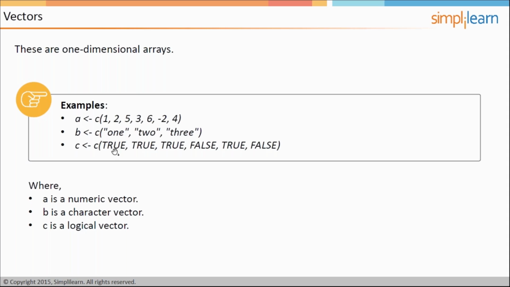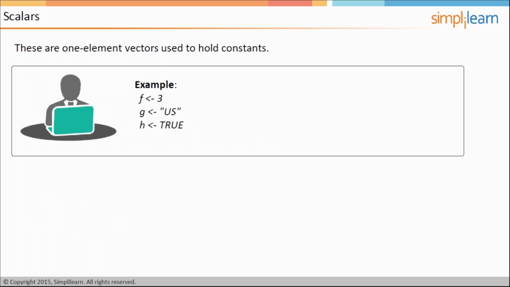Logicals, true and false. You can see that we have a vector that we're identifying here. So this would be a single vector, true, true, true, false, true, false. A is numeric, B is character, C is logical.